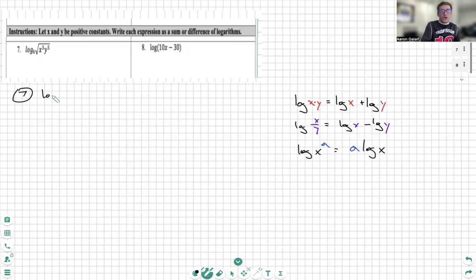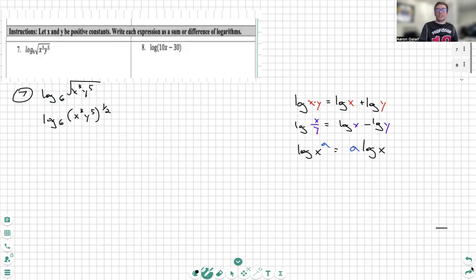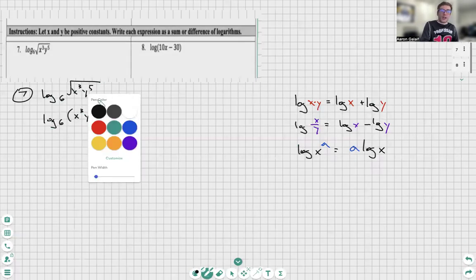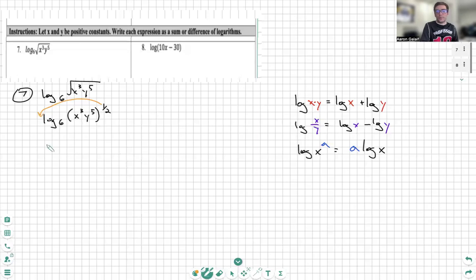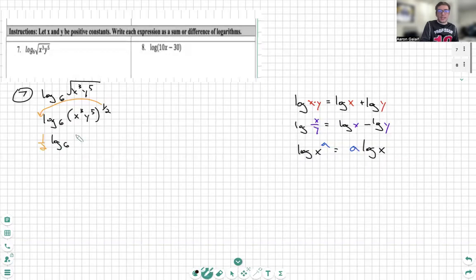Number 7, log base 6 of the square root of x cubed y to the 5th. The first thing we're going to do is rewrite log base 6, and put that square root in an exponent. That way we can see things a little more clearly with these rules. So now I see I have an exponent. I'm going to push that exponent to the front, according to our third rule. So I rewrite 1/2 log base 6 of x cubed y to the 5th.